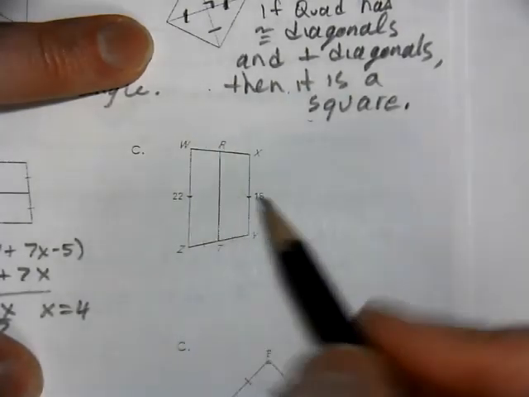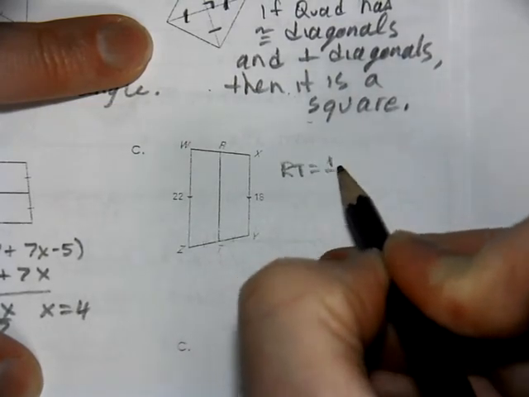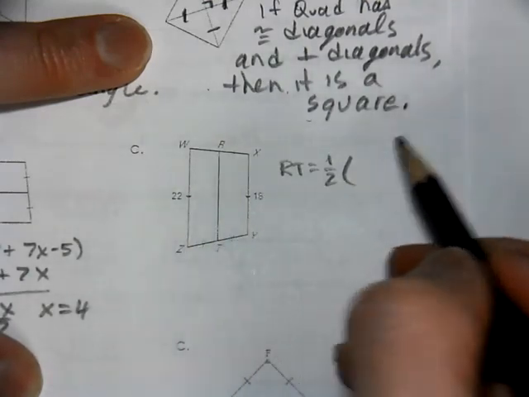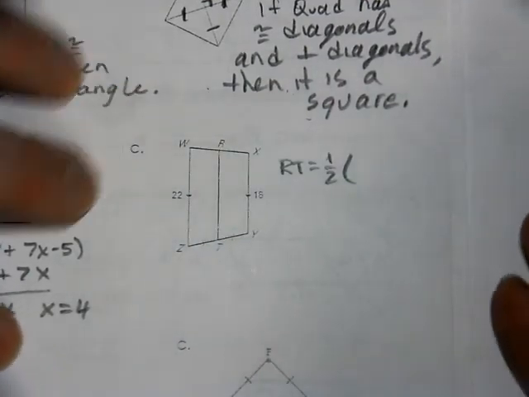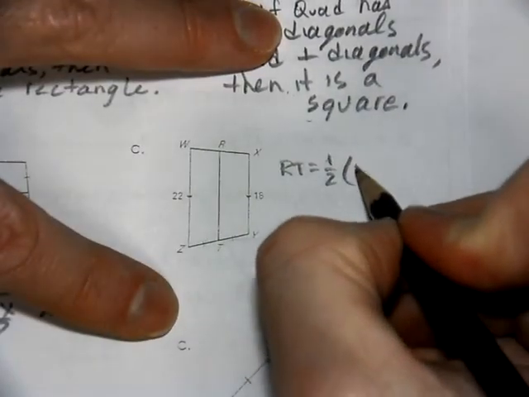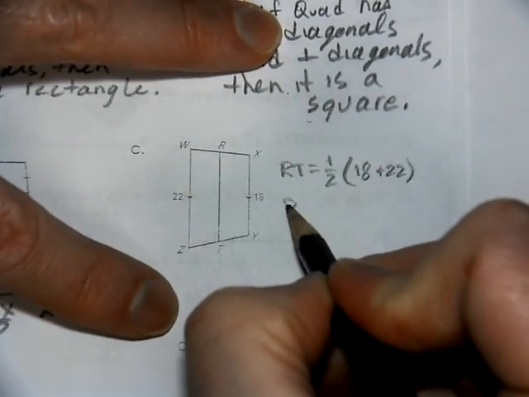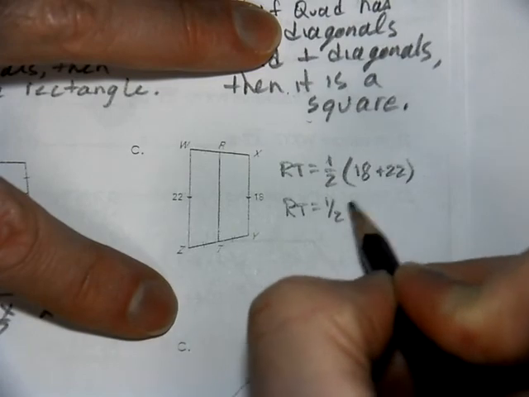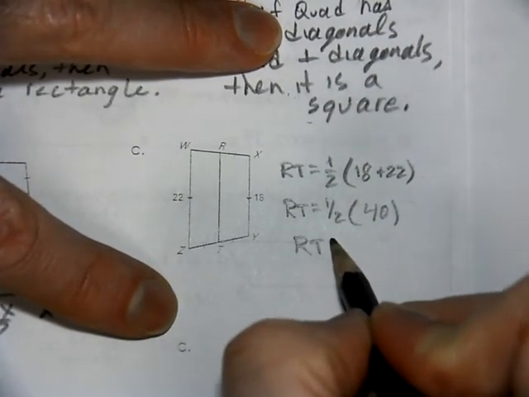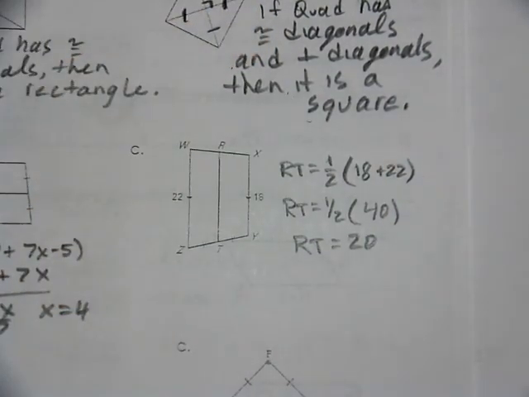Alright, we're supposed to figure out our mid-segment, so RT equals half the sum of the parallel sides. That was like an 18 to me. So 18 plus 22 is 40. So RT has to equal 20. Half of the 40 is 20.